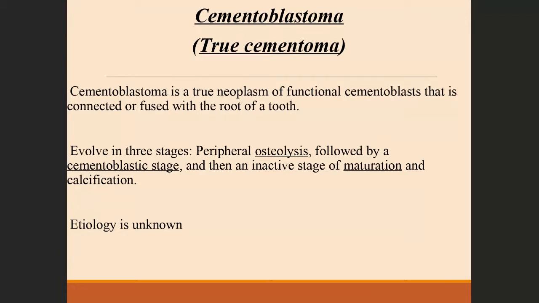Now, this particular disease has three stages. One is peripheral osteolysis, then the cementoblastic stage, then the maturative stage. So in the initial stage there is removal of the bone and the root, followed by deposition of cementum, then maturation of the cementum. Initially it is radiolucent, in the second stage it has a mixed appearance, and in the third stage it is radiopaque with a radiolucent rim. The exact etiology is not known.